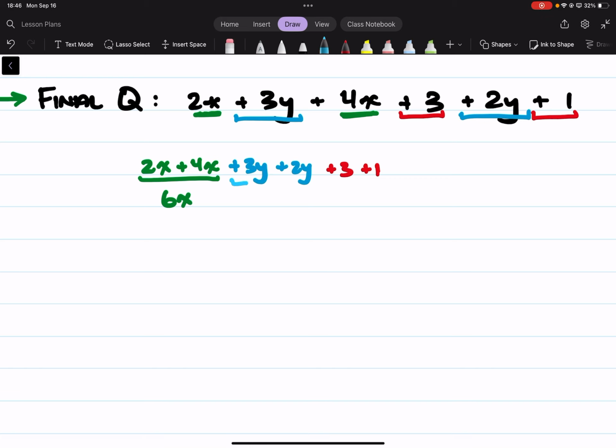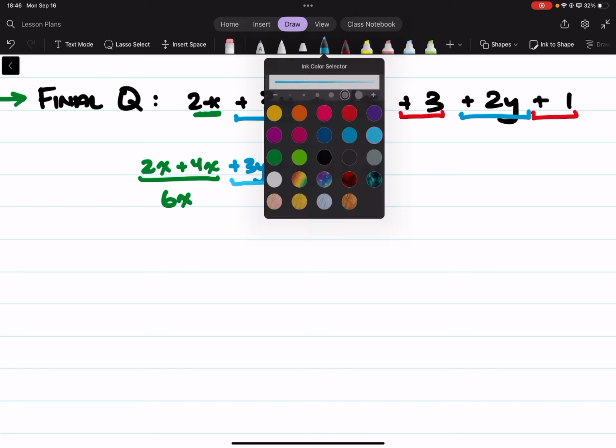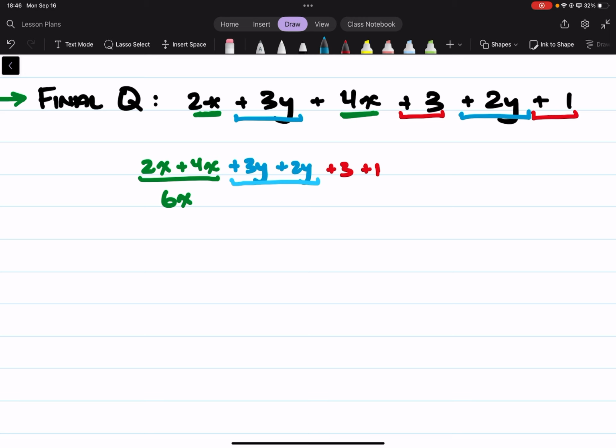All right, so then the next one right here is 3y plus 2y. I'm going to change the color there a little bit. So 3y plus 2y, and that is going to be plus 5y. And then finally, plus 3 plus 1, that is going to be plus 4. And that is my final answer there. So I'm going to have 6x plus 5y plus 4.